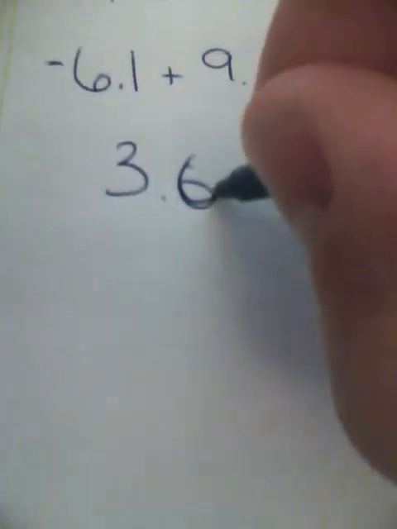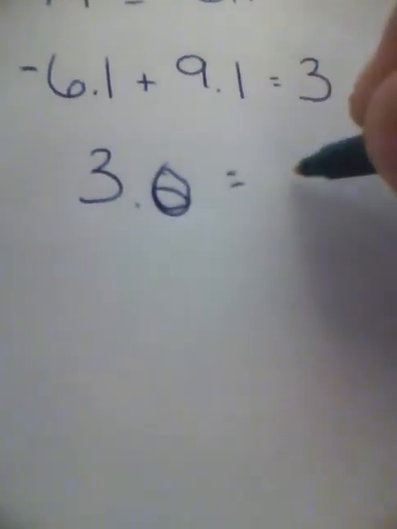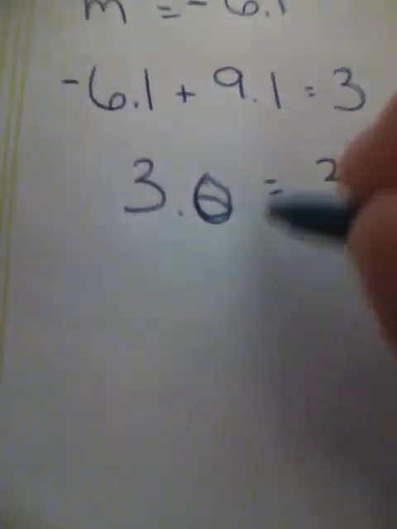Oops, sorry about that. It's kind of hard to write with one hand. Equals 3. So I have a check. Both sides are equal to 3.